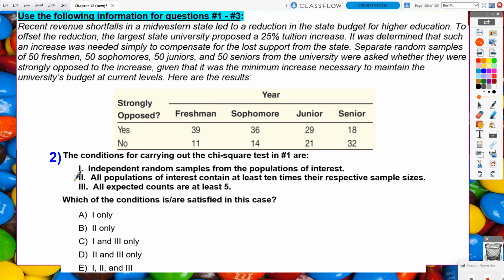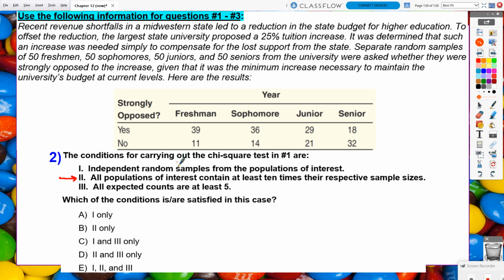The only little difference came in the independent condition. We need all of our populations of interest to contain at least 10 times their respective sample sizes. And in a test of homogeneity, it was the only one where we tested more than one population. So which of the conditions is or are satisfied in this case?